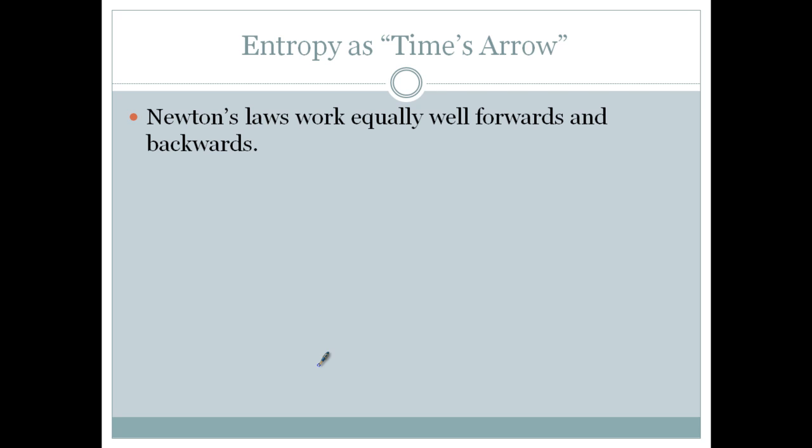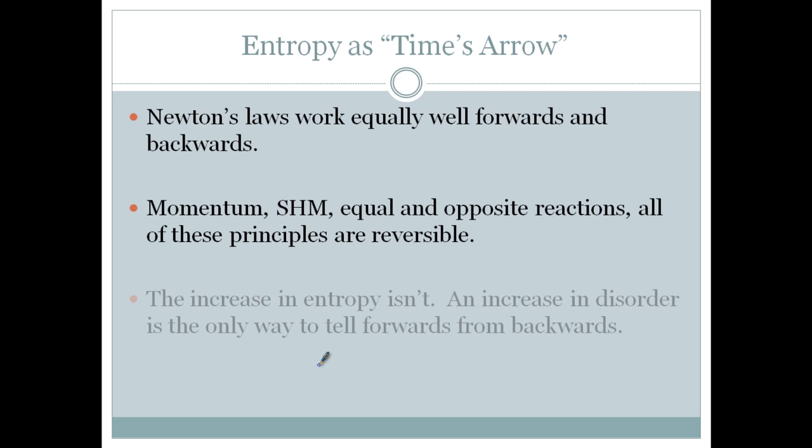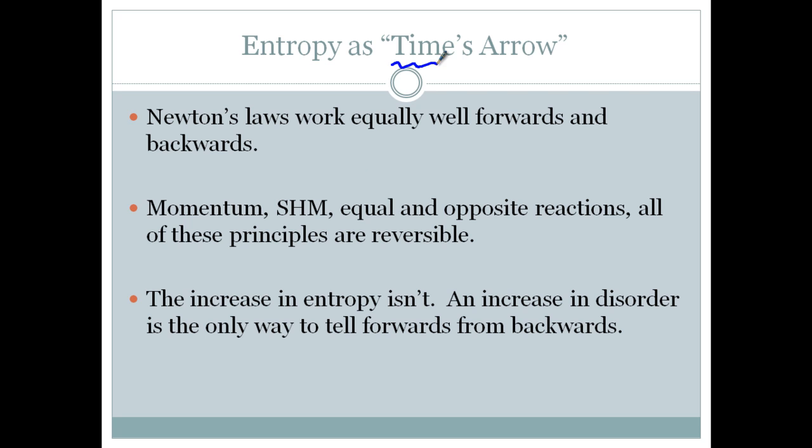When scientists talk about entropy, they also a lot of times equate it with time. So Newton's laws work forward and backwards. Momentum, simple harmonic motion, equal and opposite reactions, all these principles we can reverse. However, the increase in entropy isn't reversible. An increase in disorder is the only way to tell forwards from backwards, because we can't go from disorder to order. So we know time is moving forward if something goes from order to disorder. That's where time comes into play.